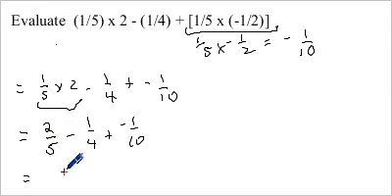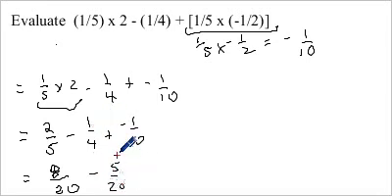So 2/5 will be the same as 8/20, multiplying the numerator and denominator by 4. 1/4, if I multiply the numerator and denominator by 5, I end up with 5/20. And then negative 1/10, multiply them both by 2, and I end up with negative 2/20.